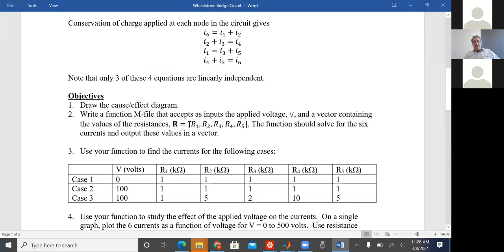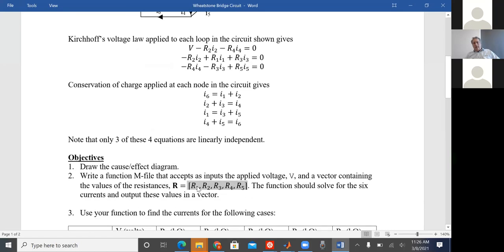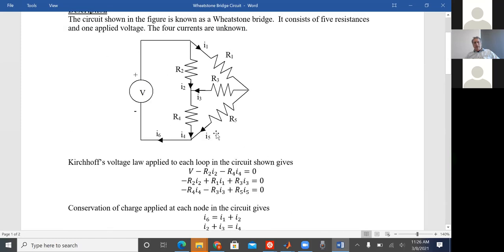We're going to write a function M file where the resistor values come in, and I've asked you to do it as a vector. You could certainly type them each one. I like it this way because some students would prefer to just type in the 5 numbers, and that's maybe okay for this. But what if your electric circuit had thousands of resistors? It's good to load them from a data file and as a matrix. Many of you will be working on much more complex electric circuits and having to deal with them.